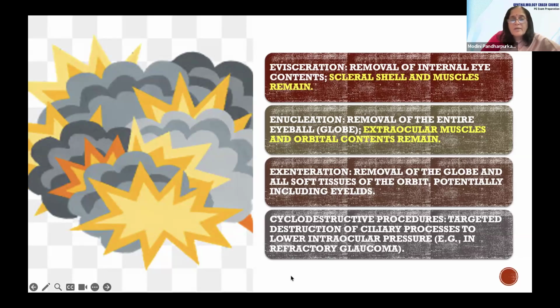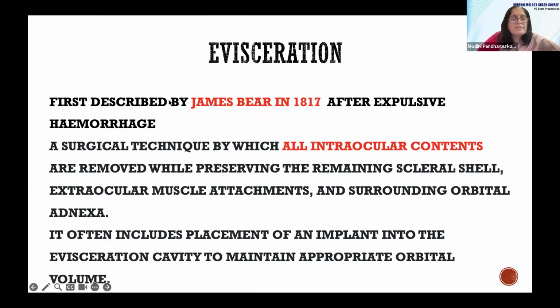Okay. So evisceration was first described by James Beer in 1817 after he encountered a case of expulsive hemorrhage where nature eviscerated the eye. It was not actually him doing anything. Maybe it was a very tense globe and an entry was made very fast and there was a difference in the pressure. So there was an expulsive choroidal hemorrhage which separated the retina and everything came out of the eye.